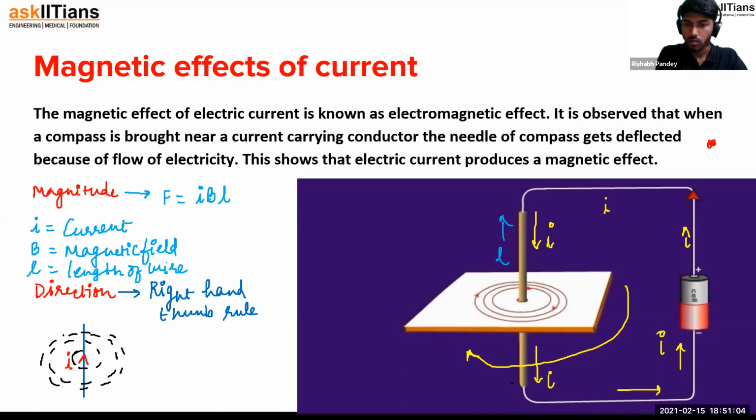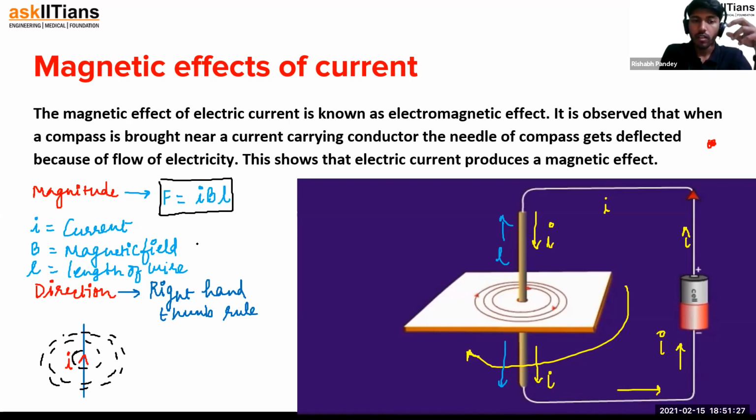As you can see over here, this will be the length of the wire, from here to here. This will be producing a magnetic field around itself, and the force will be given by the formula F equals IBL, where I is the current, B is the magnetic field, and L is the length. This produces a force.